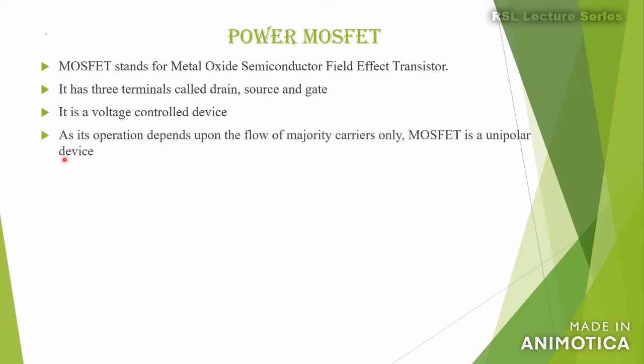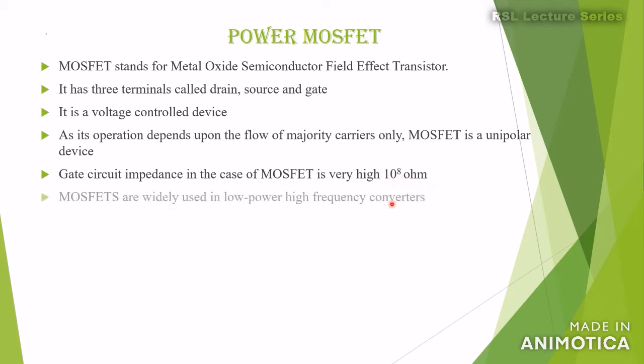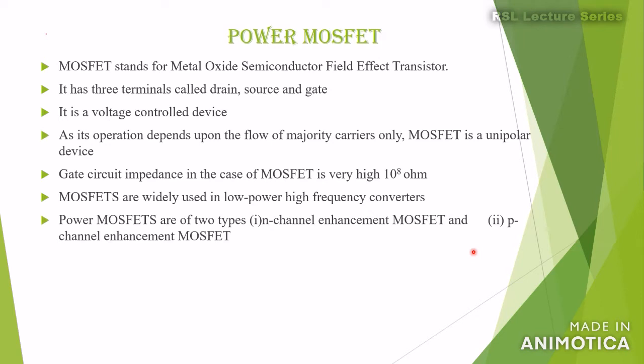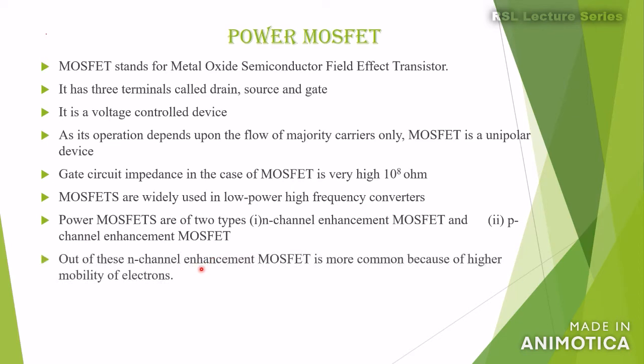MOSFET is a unipolar device, that is, its operation mainly depends upon the flow of majority charge carriers only. The gate circuit impedance in the case of MOSFET is very high, of the order of 10 power 8 ohms. MOSFETs are widely used in low power high frequency converters. These are broadly classified into N channel enhancement MOSFET and P channel enhancement MOSFET. The N channel enhancement MOSFET is more commonly used because of the higher mobility of electrons.